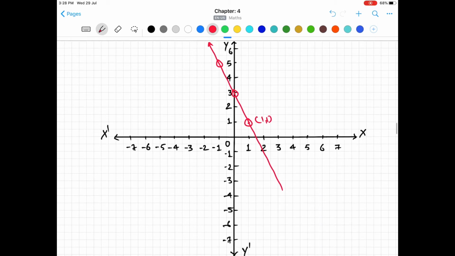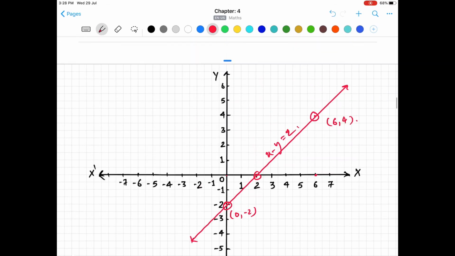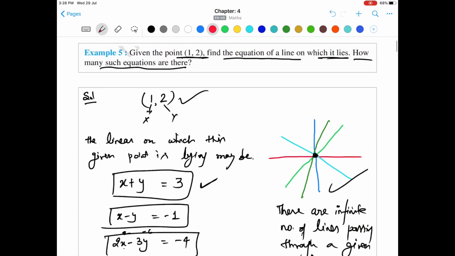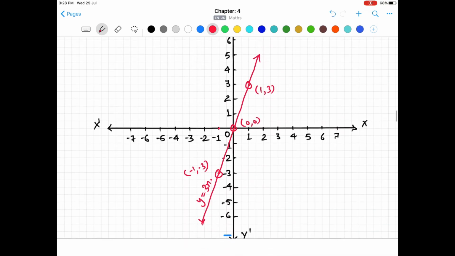Put the arrow on both ends and write the equation on it, which is 3 equals 2x plus y. Okay, now write its coordinates. X is minus 1, y is 5. This is x 0, y 3. So this is the solution of question number 1. We have represented all the 3 equations on the graph paper. Now moving to the next question, question number 2 of the NCERT textbook.